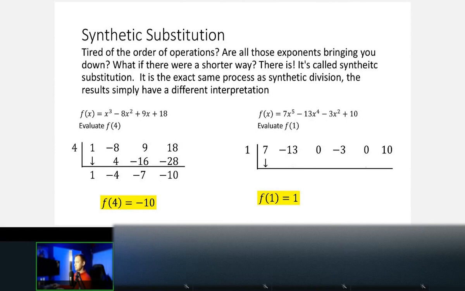Quickly do it. Drop the 7. Times the 1 is 7. Minus 13 is negative 6. Times 1 is negative 6. Plus 0 is negative 6. Times 1 is negative 6. Minus 3 is negative 9. Times 1 is negative 9. Plus 0 is negative 9. Times 1 is negative 9. And then plus your 10 is positive 1. Again, if you were to just take this x equals 1 and plug and chug this, you would get the exact same answer. So that is synthetic substitution.